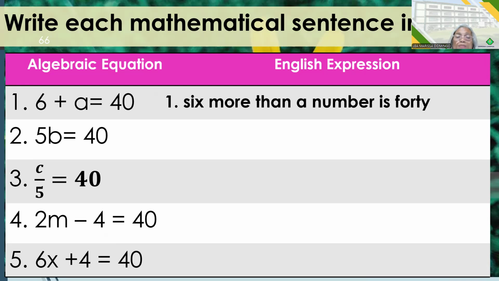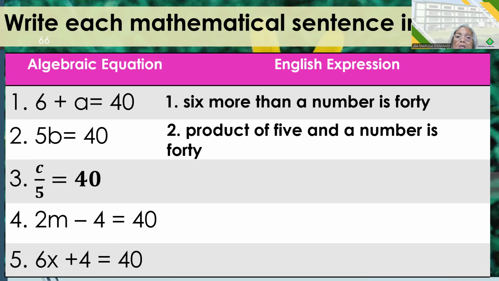Number 2, 5B is equal to 40. So, the product of 5 and a number is 40. Here, the number is represented by the variable B. So, 5B is equal to 40.